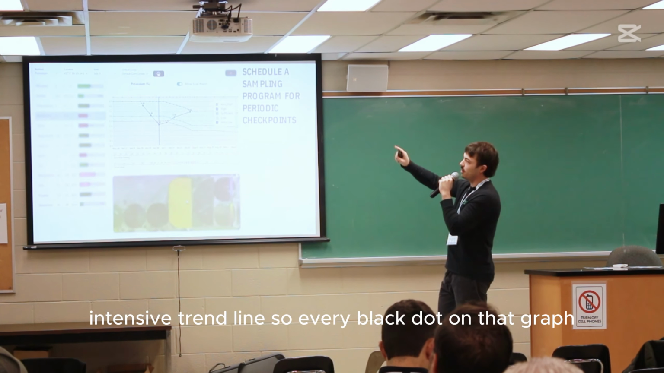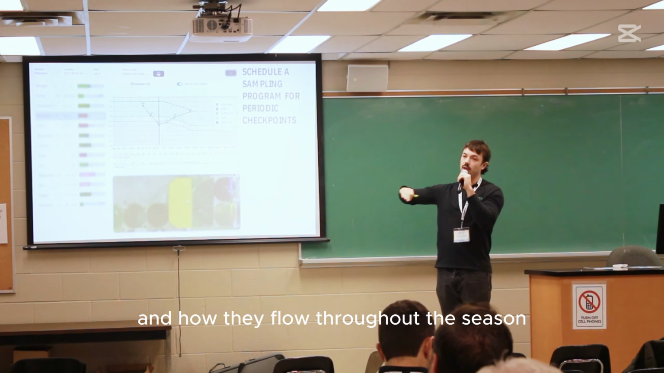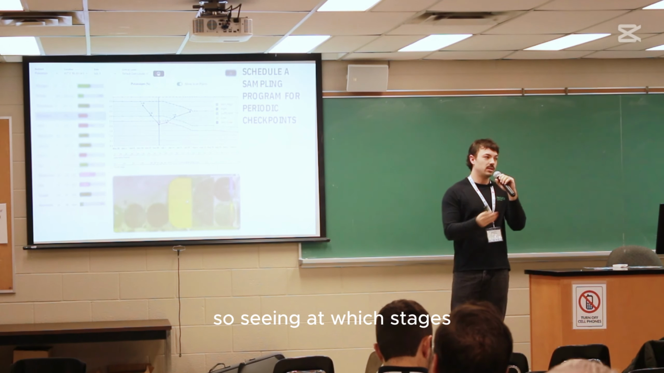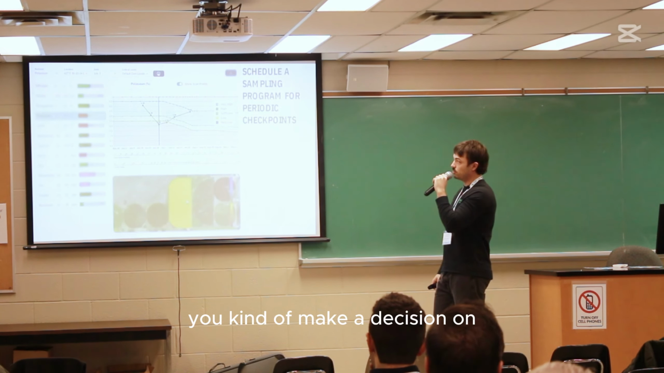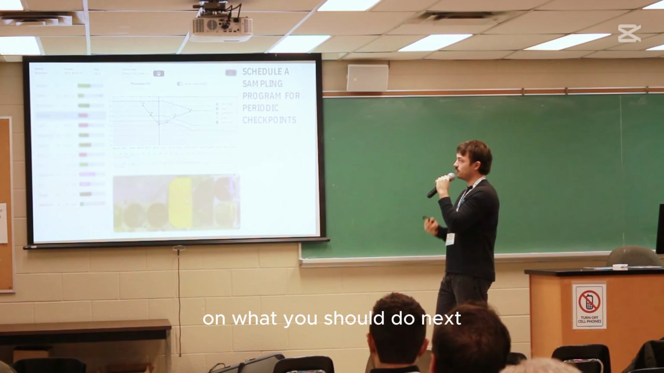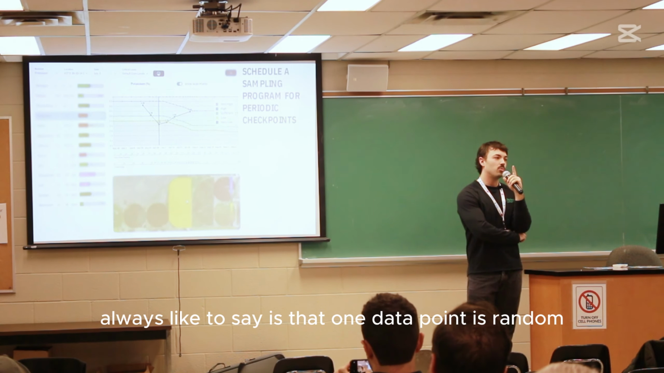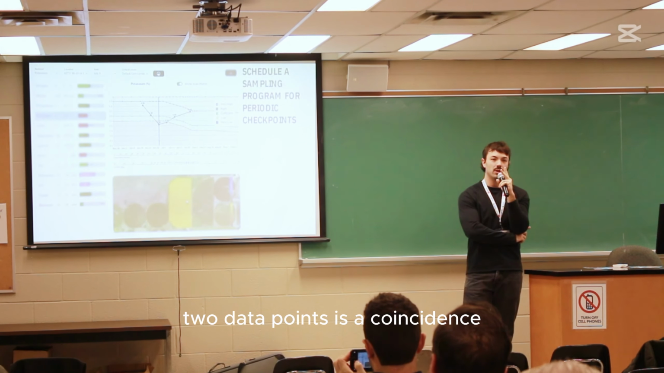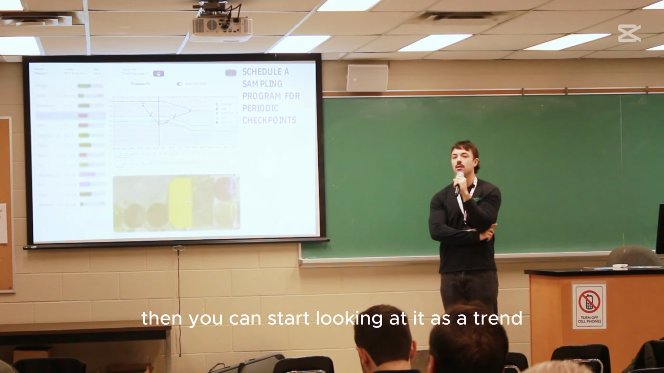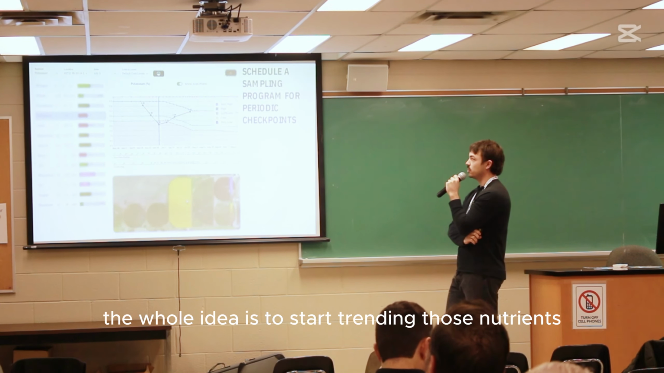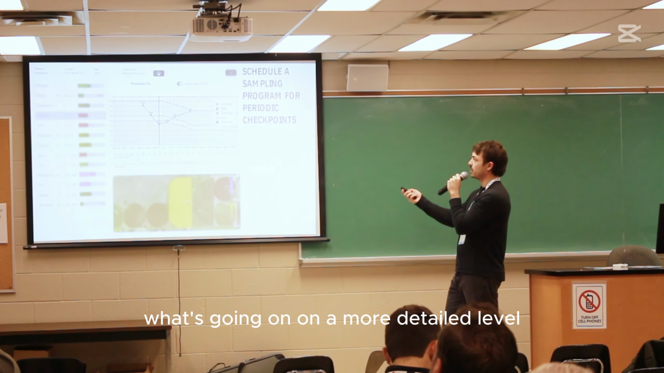Every black dot on that graph there would be a tissue sample. So you can look at each nutrient and how they've flowed throughout the season. Seeing at which stages nutrients drop into the critical level zones lets you make a decision on what you should do next. What I've always liked to say is that 1 data point is random, 2 data points is a coincidence, and once you have 3 in there, then you can start looking at it as a trend. So the whole idea is to start trending those nutrients at those critical growth stages so you know what's going on on a more detailed level.